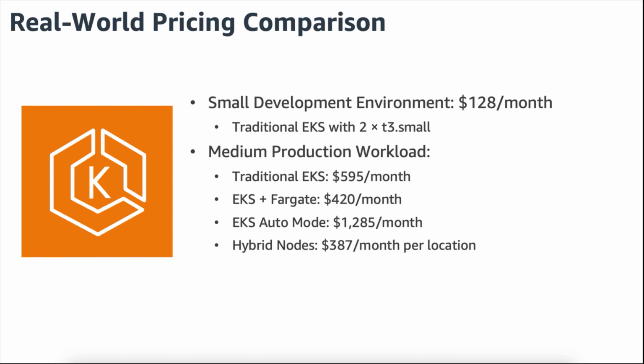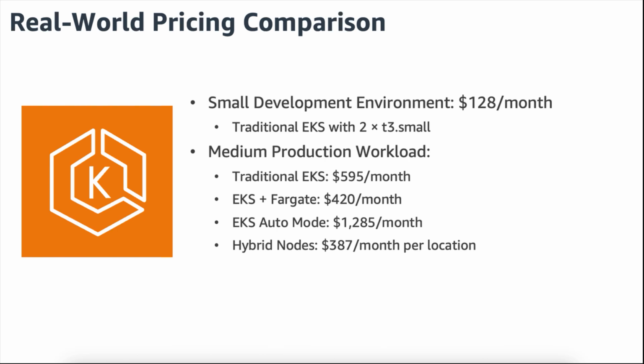For medium production workloads, the cost differences between deployment models become more pronounced. Traditional EKS with optimized EC2 instances cost around $595 per month. EKS with Fargate for the same workload cost approximately $420 per month, making it more cost effective for this scenario.